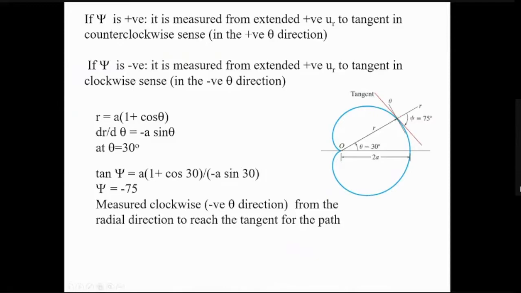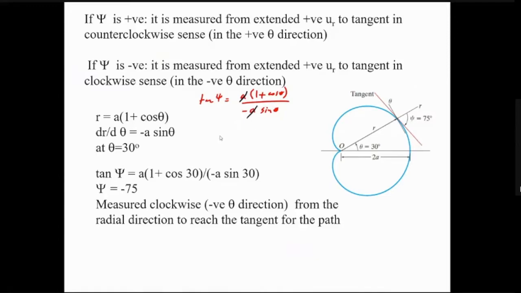So here R is defined as A multiplied by 1 plus cosine theta. Now we would like to define the tangent at a specific point where theta equals 30 degrees. The first thing you do, I have the R, excellent. I want to define dr over d theta, which is negative A sine theta. So tan of psi equals R, which is A multiplied by 1 plus cosine theta, divided by negative A sine of theta. If you notice, this A will cancel with this A. So the solution does not depend on how you're scaling this cardioid function. The A will cancel out.